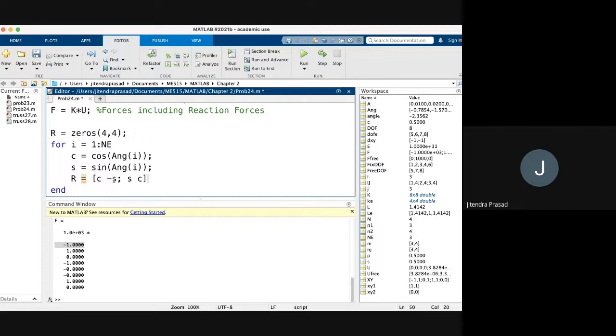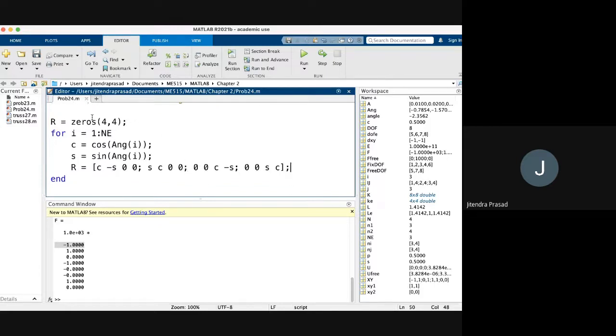Then we had 0 0. Then we had sine cos. Then 0 0. Then we had 0 0 0 0 cos, minus sine, and then 0 0 sine and cos. So this is the matrix. Now you do not need to actually even use this one, because we are going to use it inside the loop only, so no need.